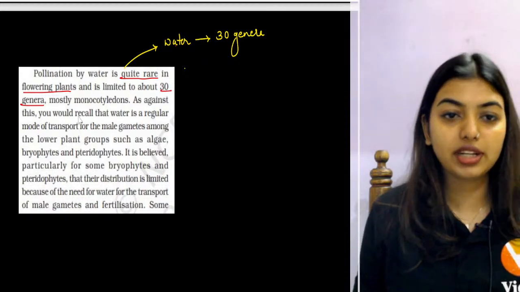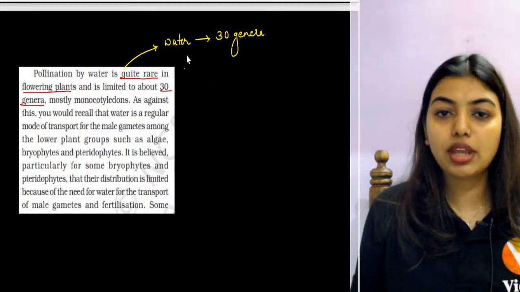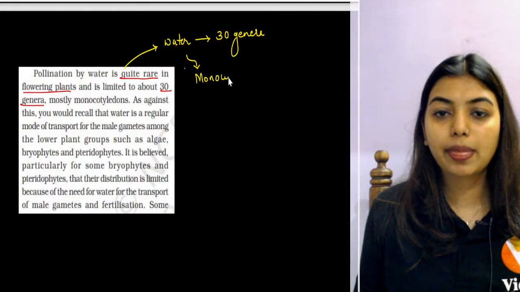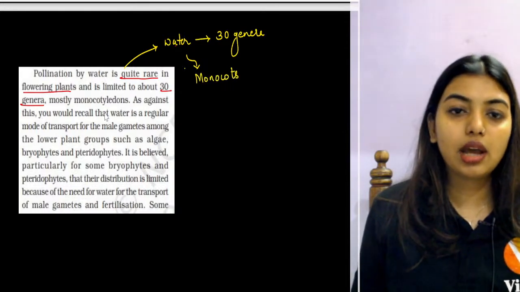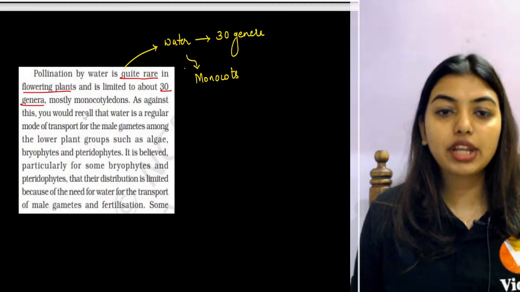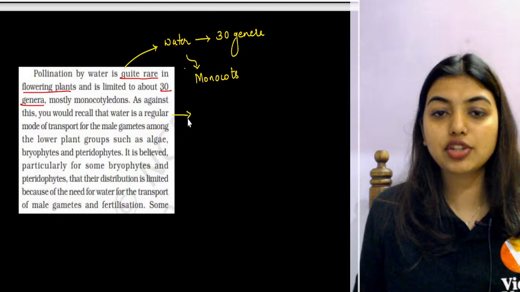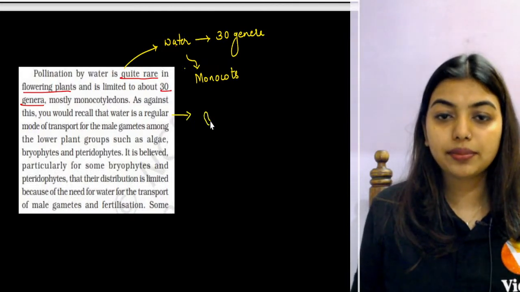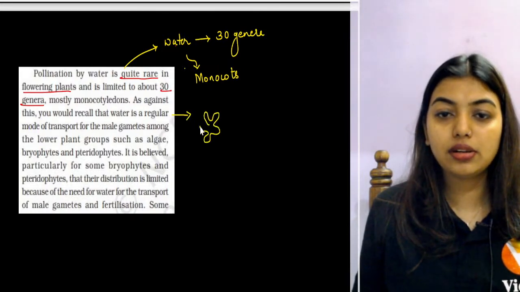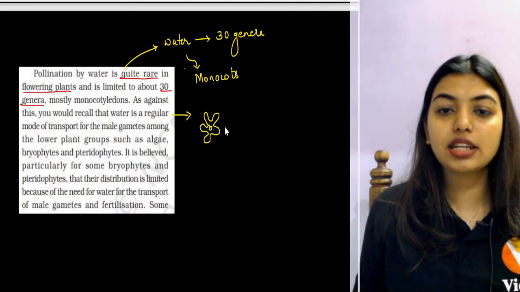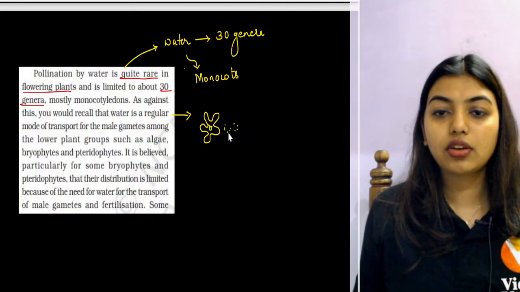Mostly monocots. Water pollination will also be done mostly by monocots. Now, as against this, you would recall that water is a regular mode of transport for the male gametes. Now, students, imagine there is a flower here. This flower has released its pollen grains.